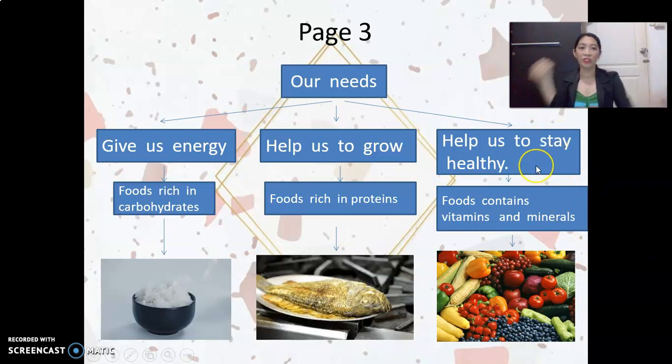Help us to stay healthy, for beautiful skin: food that contains vitamins and minerals. Help us to stay healthy is fruits and vegetables. Again, give us energy, help us to grow, help us to stay healthy. Page number 3. Next.